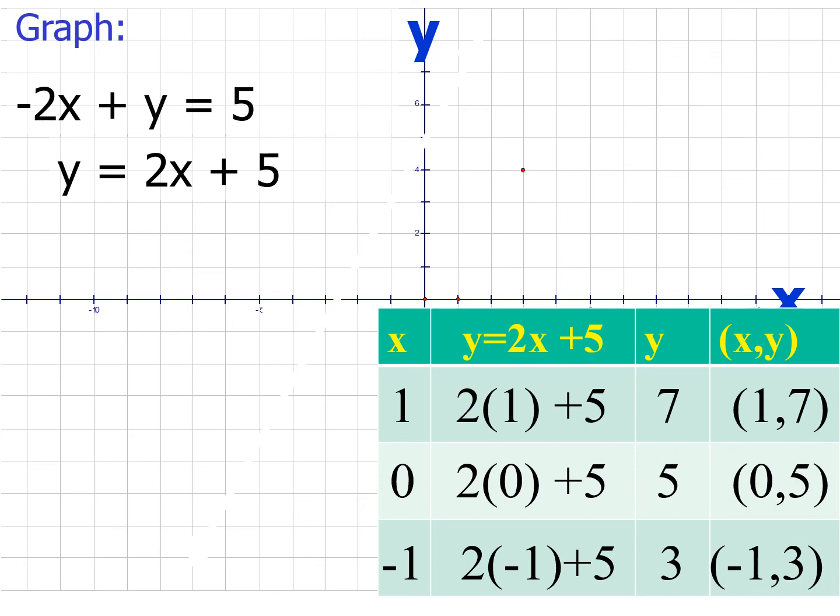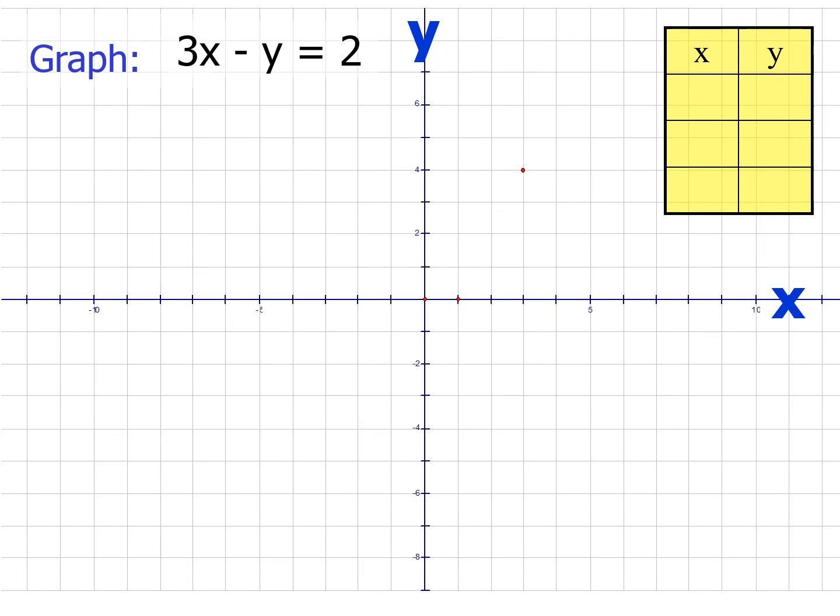And then we are going to plot the points. (1, 7) is in the first quadrant, (0, 5) is along the y-axis, and (negative 1, 3) is in the second quadrant. Then connect the points, and charan, it is a straight line. So this is the graph of y equals 2x plus 5.